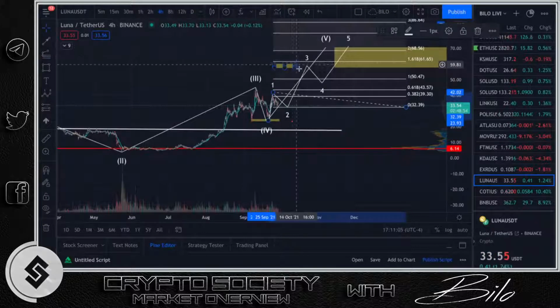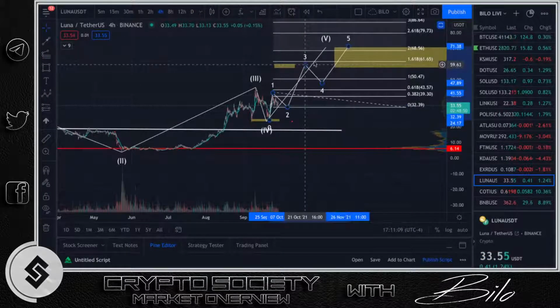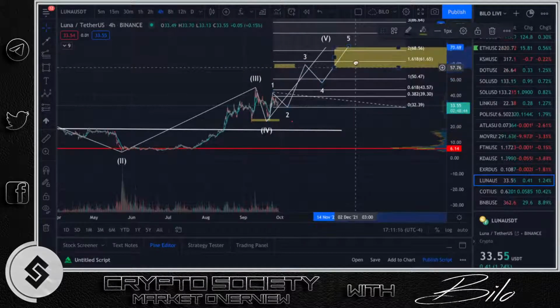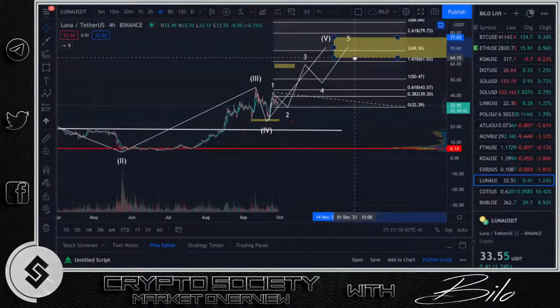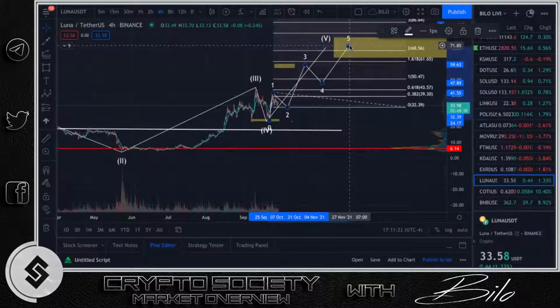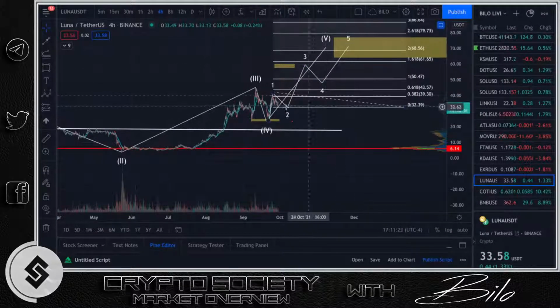And that is why 3 is here, because it's just under the 1.618. And that's why 5 should have been here between the 1.618 and the 2.618. Okay, so yeah, that's what it is.